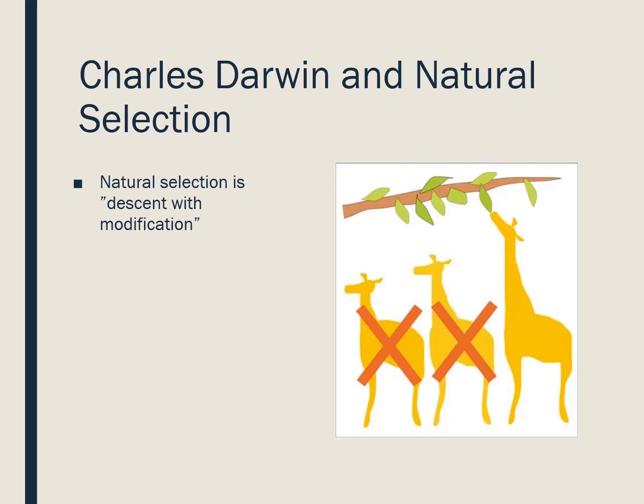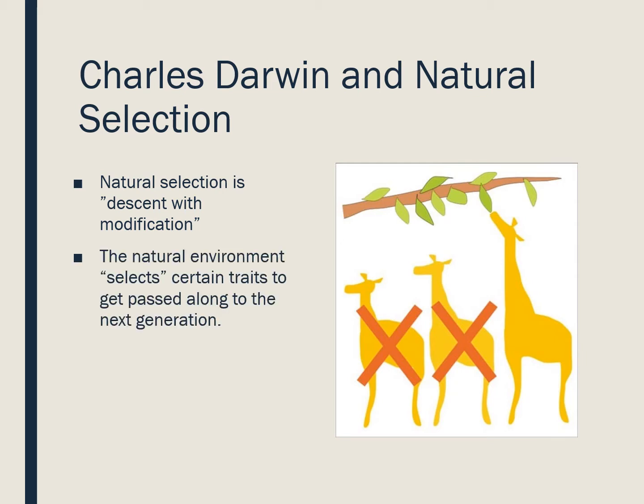So natural selection is just descent with modification. As you can see with these giraffes over here, only the tall giraffe can reach up and catch the leaves. That means that the other ones aren't able to eat as much, and they will probably die off. So the natural environment selects certain traits to get passed along to the next generation.